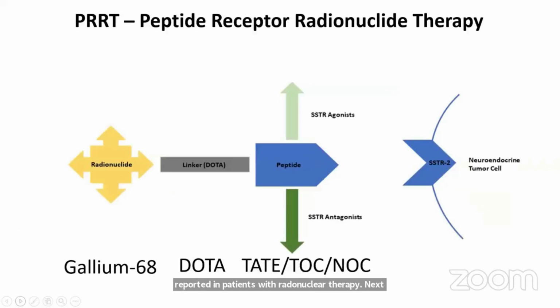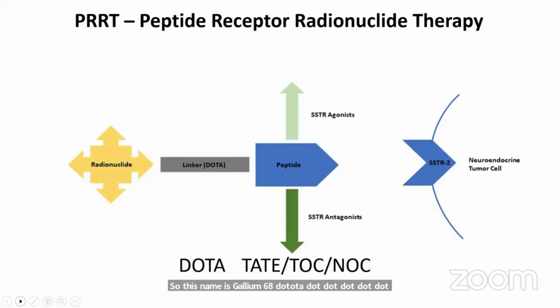So now, what exactly is PRRT? I'll start with what exactly is gallium DOTA-TATE PET-CT. So gallium-68 is the radionuclide. The peptide which we use is octreotide, basically named as TATE, TOC, or NOC. So we need something to link those two, and that is DOTA. So this name is gallium-68 DOTA-TATE, DOTA-TOC, or DOTA-NOC PET-CT.